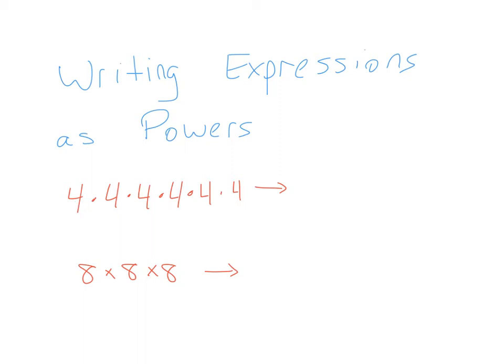So 4 times 4 times 4 times 4 times 4 times 4. What does that mean? That actually means a base of 4. Why? Because that's the number that's repeated down here to the 6th power. Why 6th? Because we have 1, 2, 3, 4, 5, 6 times that the number 4 is multiplied. So you can probably guess what this one is. 8 times 8 times 8 is 8 to the 3rd. Easy as that. I know you guys can do this.